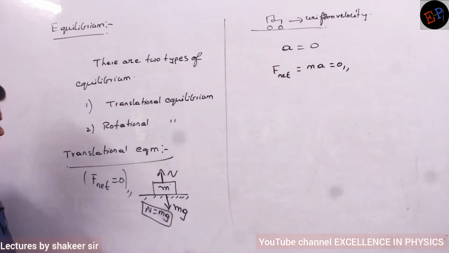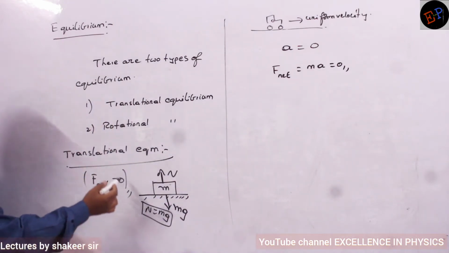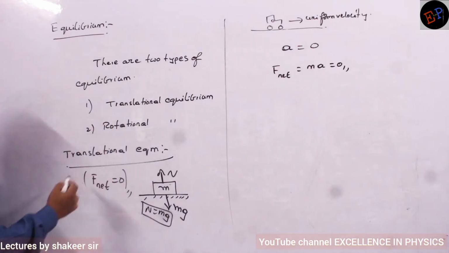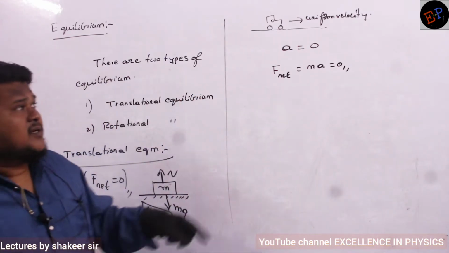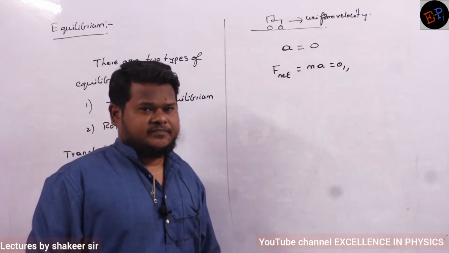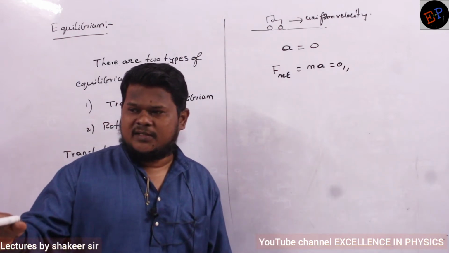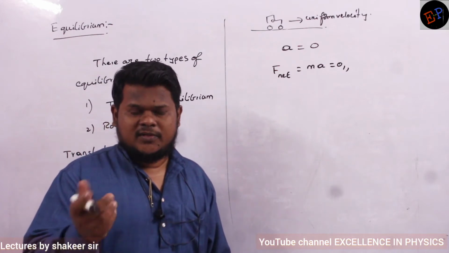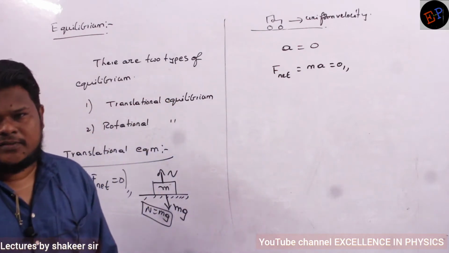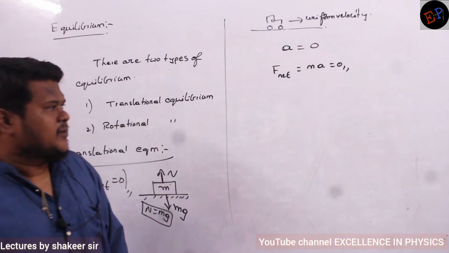So translational equilibrium means what? Net force acting on the system should be zero. Here there is no net force. If there is net force, the jeep will accelerate. Net force makes bodies accelerate. Is the jeep accelerating? No. So definitely it is in translational equilibrium. Are you able to understand?